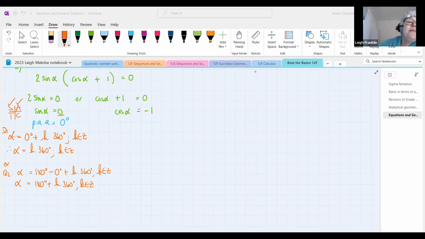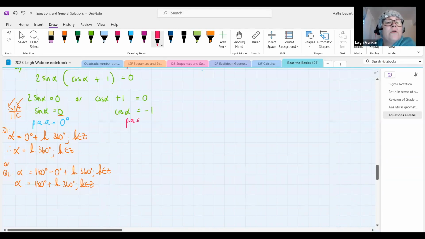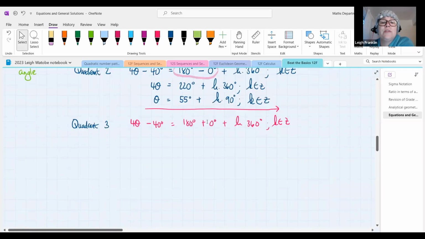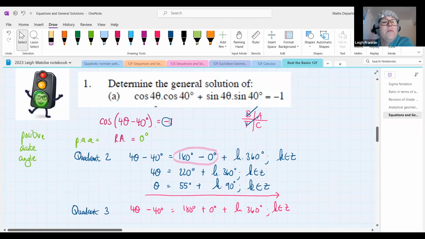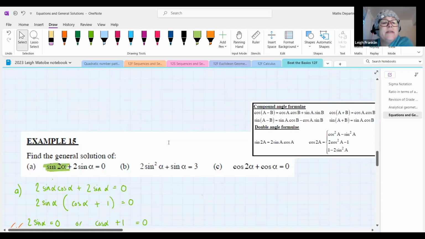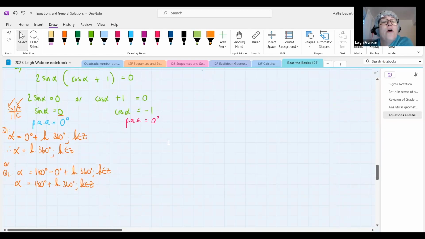All right. And then cos alpha equals -1. Here again, if you worked out what your PAA was, it ended up being 0 degrees. It's actually exactly the same as the one we've just done. Remember we ended up with cos of an angle equal to -1. So our PAA was 0 degrees. It's exactly the same thing.